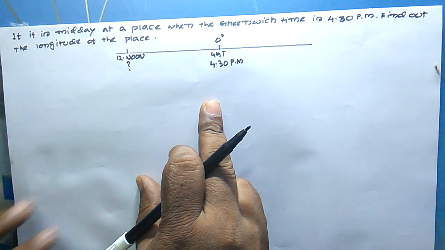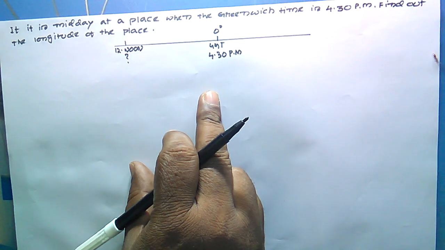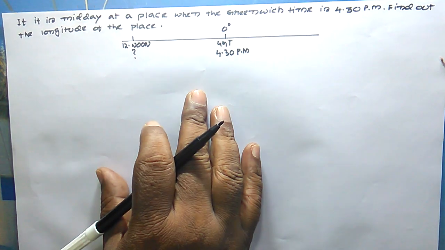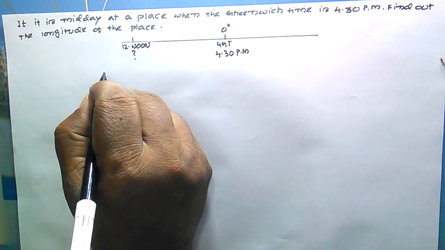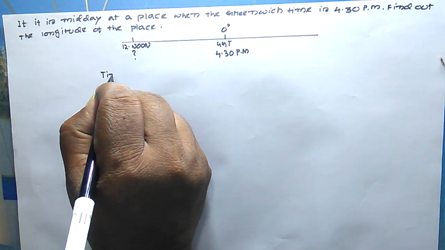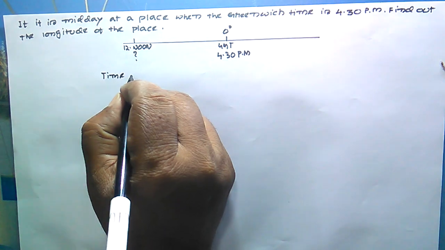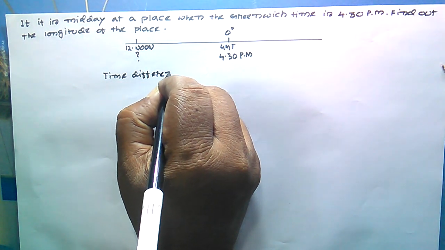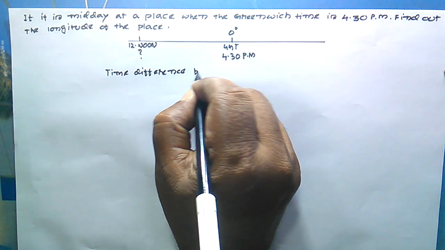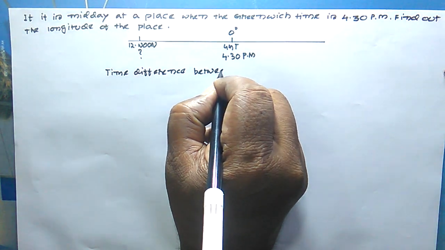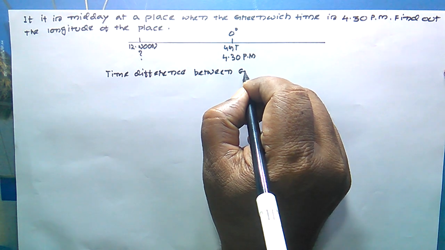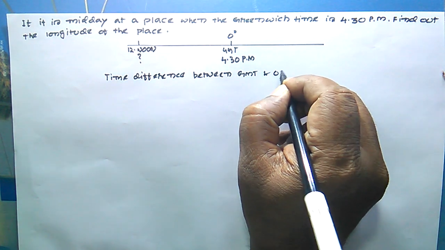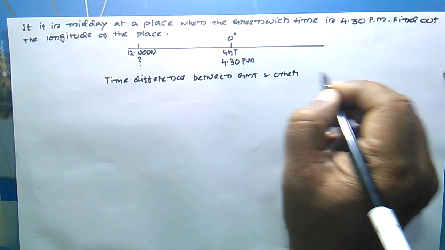Now what do we need to do? Like in the case of finding the time, here also we first have to write the time difference between GMT, Greenwich Mean Time, and the other place.